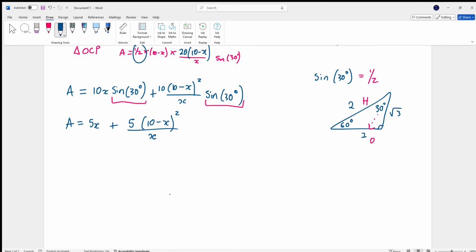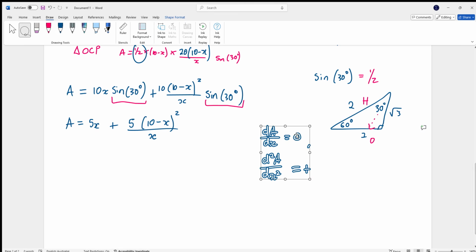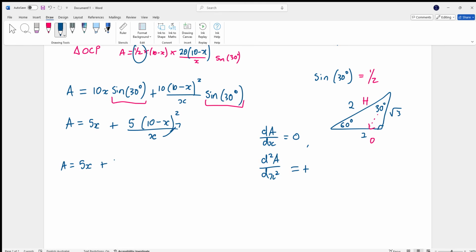Now we have to minimize this, which means we have to work out when the rate of change is equal to 0. And we also have to prove it's a minimum, which means you have to show that the second derivative is positive at that stationary point. I know. Okay, so let's get on with it though. My advice, move the x up there, and we can do it as a product rule instead. So area is 5x plus 5x to the negative 1, 10 minus x all squared.